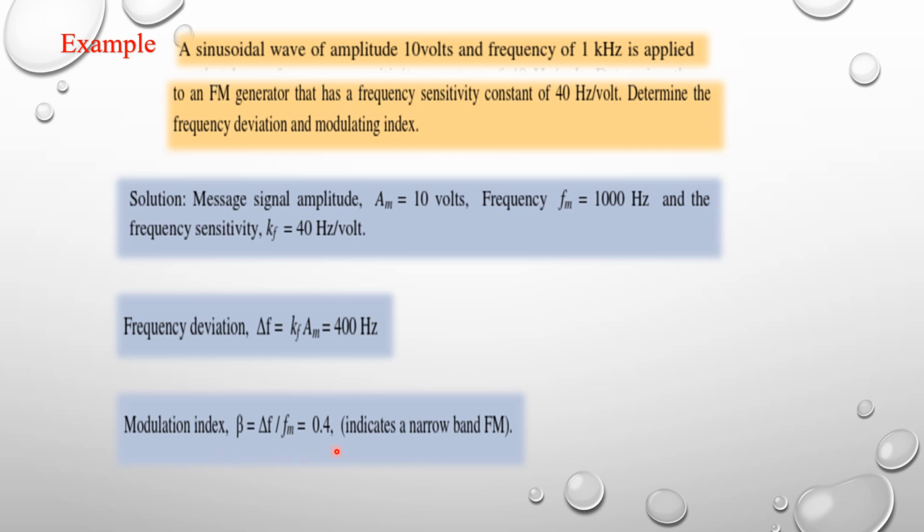So 0.4 is less than 1. It indicates a narrow band FM. We divide FM into two types based on the beta factor. If the beta value is less than 1, we call it narrow band, and if it is greater than 1, we call it wide band. Here beta is equal to 0.4, so it indicates a narrow band FM.